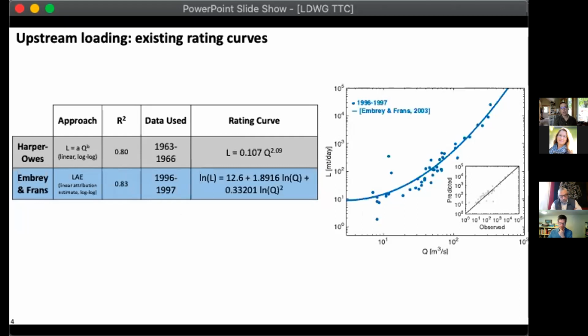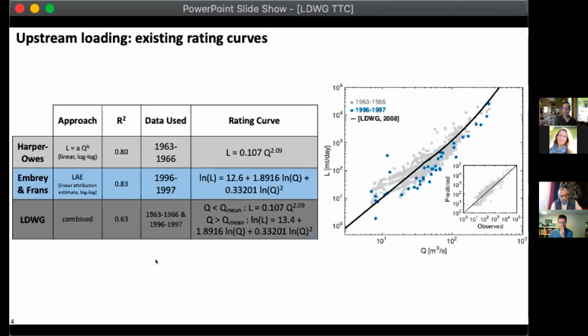The Lower Duwamish Waterway Group had both the 60s and 90s data to work with, and what they wound up doing was combining the two existing rating curves, using the linear Harper-Owes rating curve for flows below the long-term mean, and then a slightly modified Embry and Franz above the long-term mean flow. And this approach suits the 60s data pretty well, that's the gray data, but generally overestimates the 90s data, which is in blue.